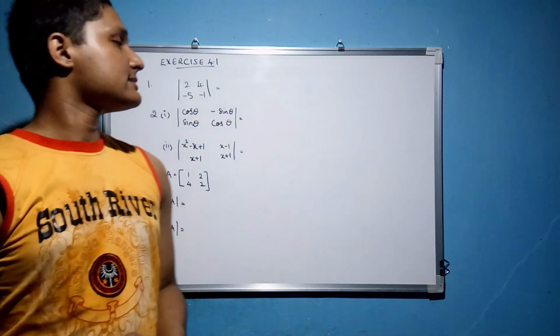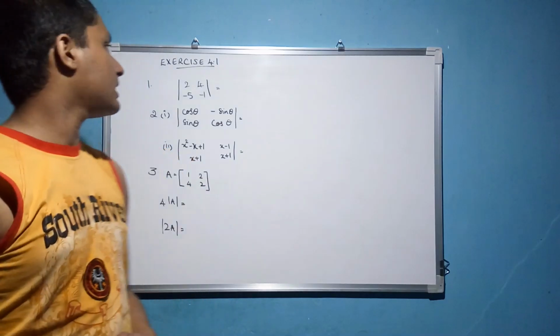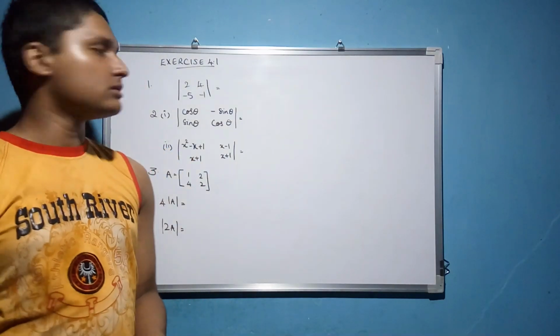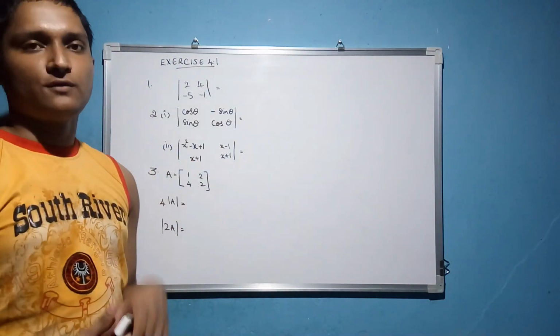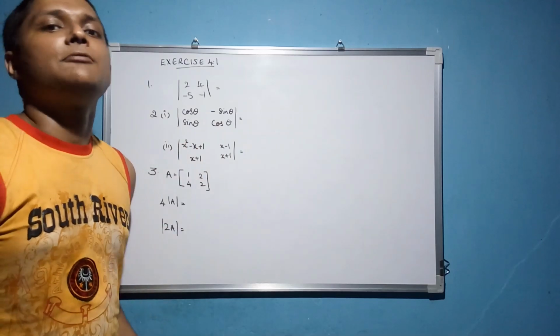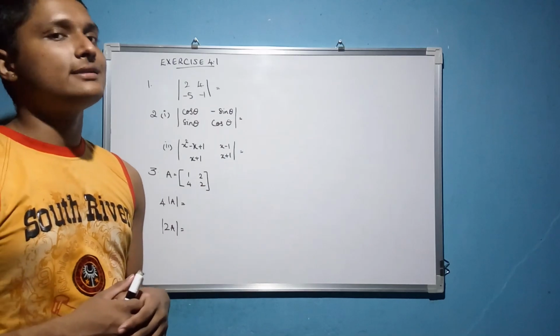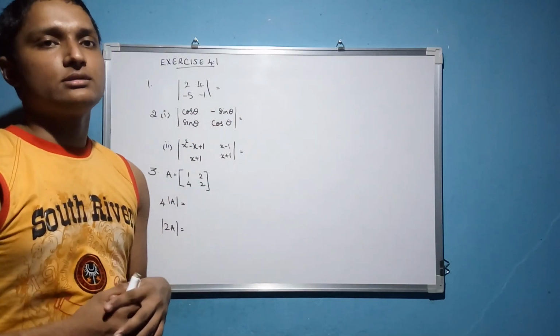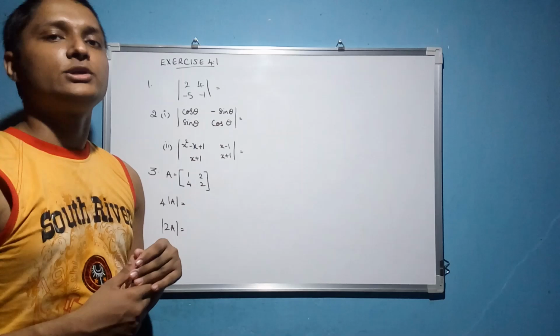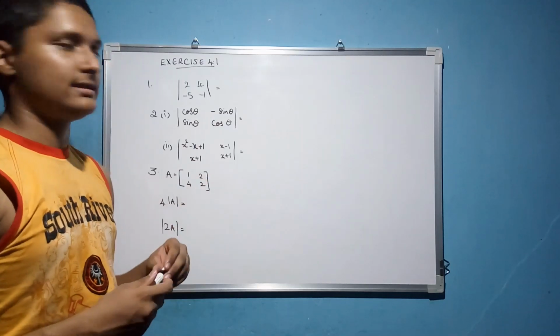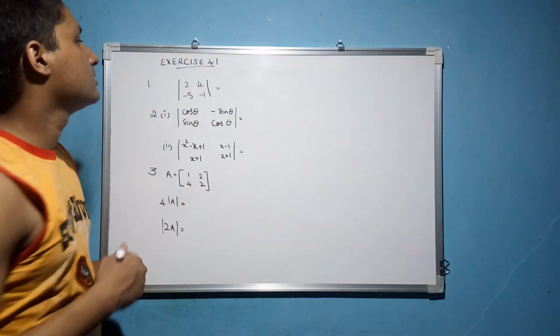Okay, now we have our exercise 4.1 where we have our questions here. So the first and second questions are going to be evaluations of what you are going to find out here. It is a determinant of a square matrix of order 2. Therefore it is going to be very simple, not like order 3.